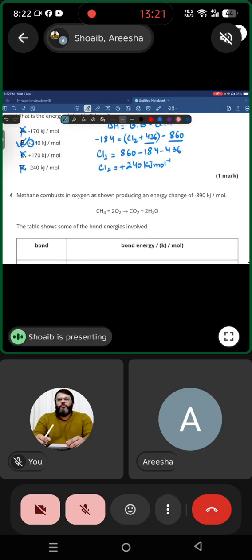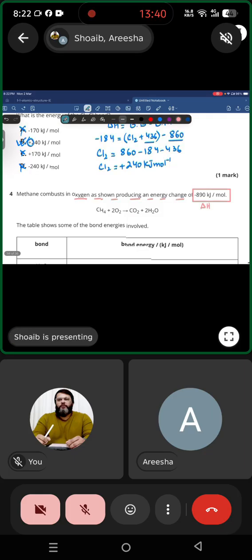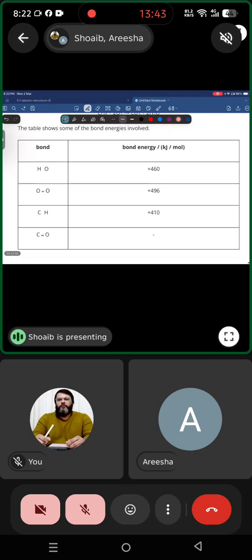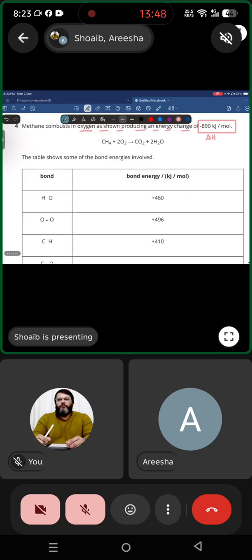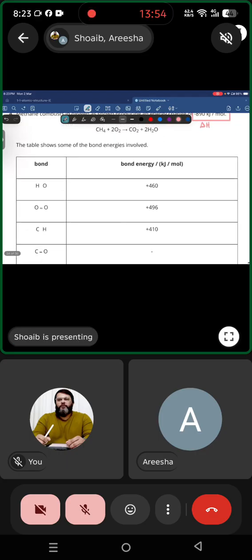In the next question, methane combusts in oxygen as shown, producing an energy change in kilojoules per mole. This one is an energy change, so this will be the delta H. They are asking for the C=O energy, which is missing here. So the methane and oxygen form carbon dioxide and water here. So we have to do some calculation here. You have to note down those calculations. Then we move to the next part.